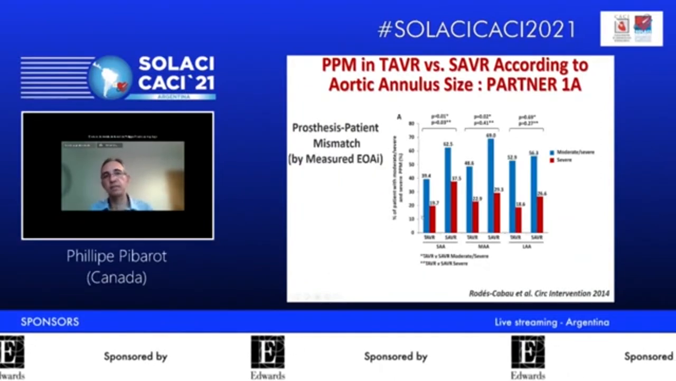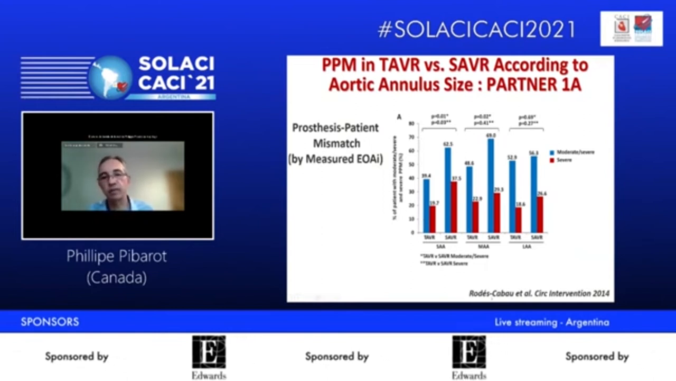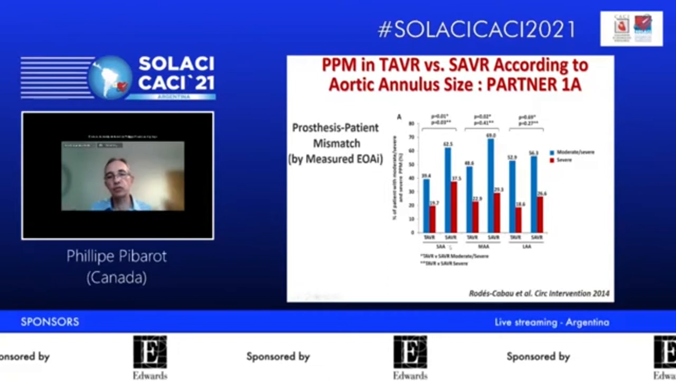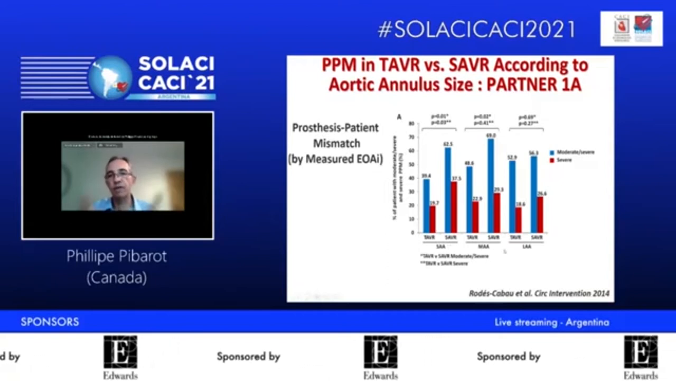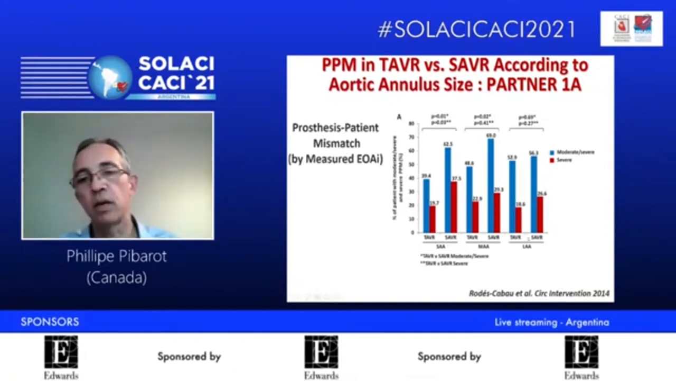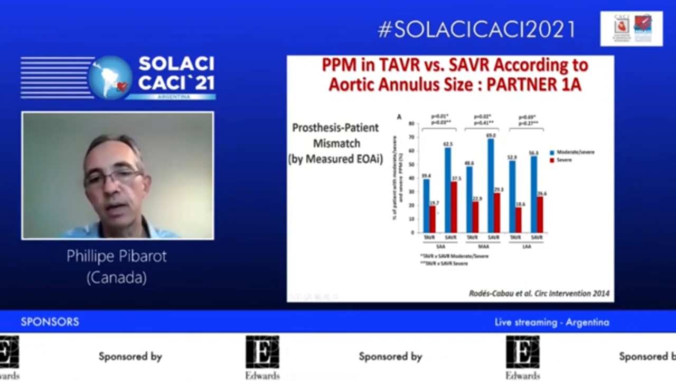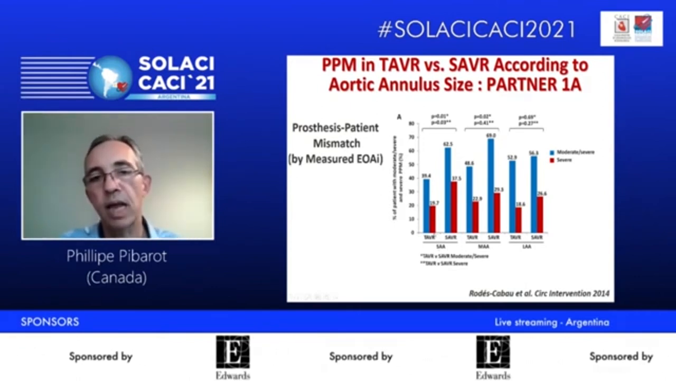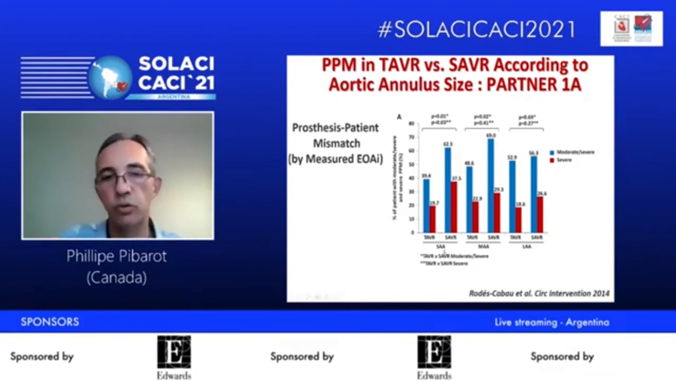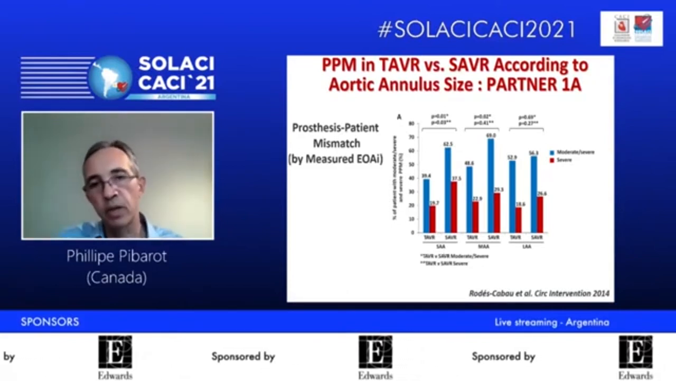There is still the issue of the patient with a small annulus, and this is the study that we did in PARTNER 1A with my good friend and colleague, José Rodés-Cabau. When we compared TAVR versus SAVR according to the tertile of annulus size, in all groups, large, medium, and small annulus, there is always less mismatch with TAVR than with SAVR, but the difference is much more important in the small annulus. This is really where there is a big difference.